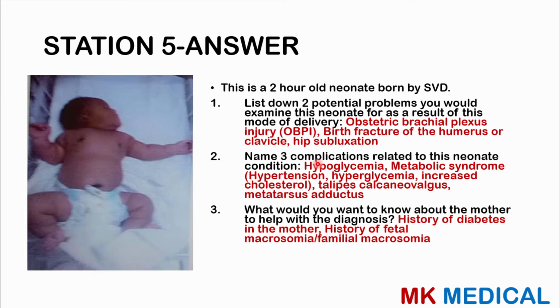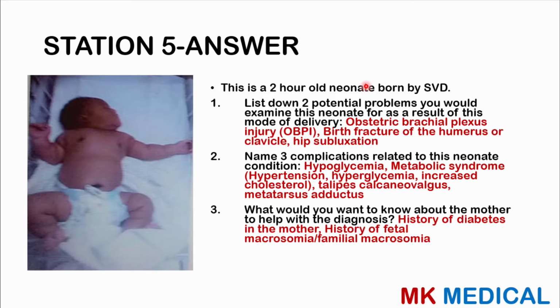And here comes the answer. So this is a child obviously that has fetal macrosomia. As you can see, this child is quite huge for a baby that's just been born. So complications that may be associated with vaginal delivery include obstetric brachial plexus injuries, birth fractures of the humerus, of the clavicle, even subluxation or dislocation of the hip.